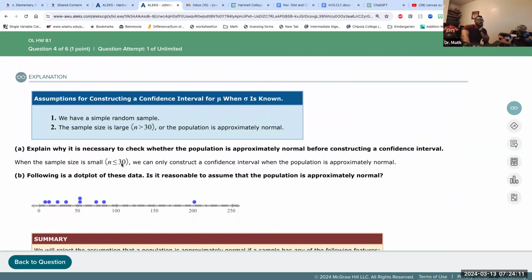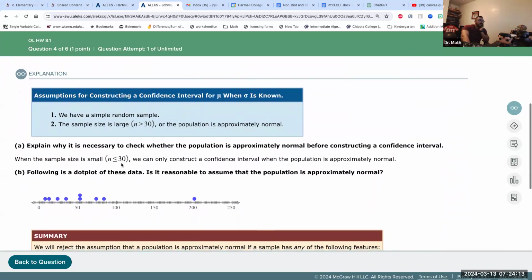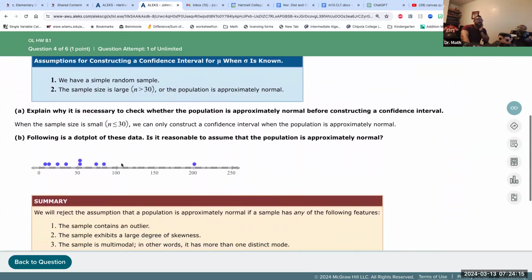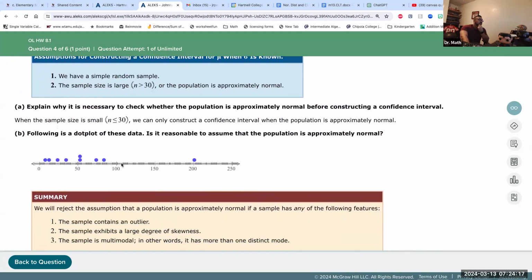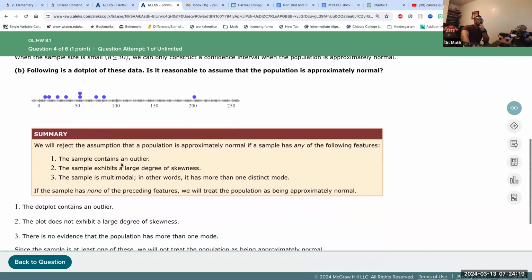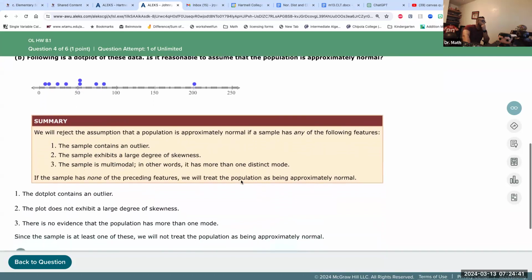So what we've got to do is make sure, if we're going to use this information, is our distribution normal? So what are you looking for? When we look at this dot plot, we want to see, does the sample contain an outlier? Does the sample exhibit a large degree of skewness? And is the sample multimodal? Does it have more than one distinct mode?